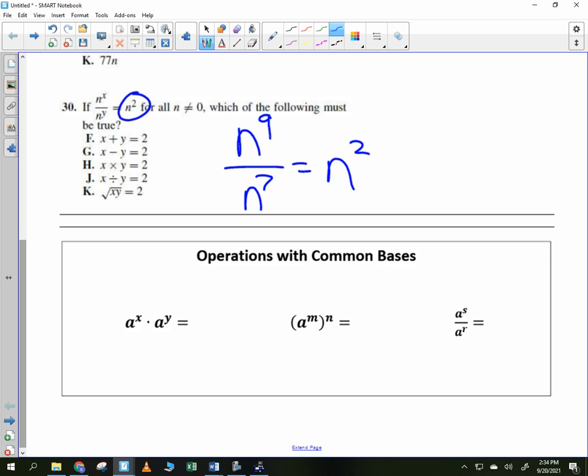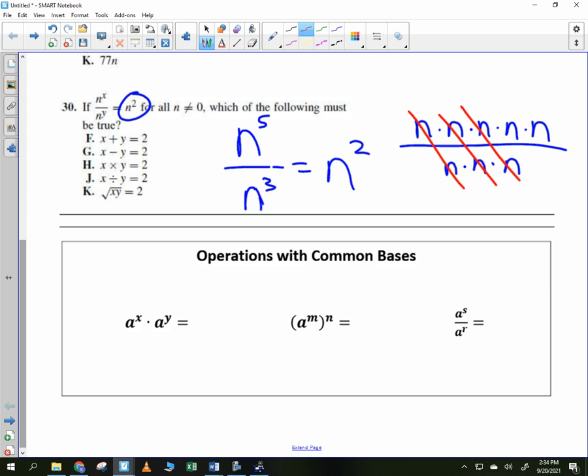So if I were to write this out, actually let's try a little bit different one. I'll write it like this. n to the 5th over n to the 3rd. It'll be like n times n times n times n times n over n times n times n. So you can see that as you divide, 3 of those will cancel, leaving you with n squared on the top. So what's true is that if you subtract the exponents, you get 2. So that's the idea. That's what they're trying to go for in that situation.